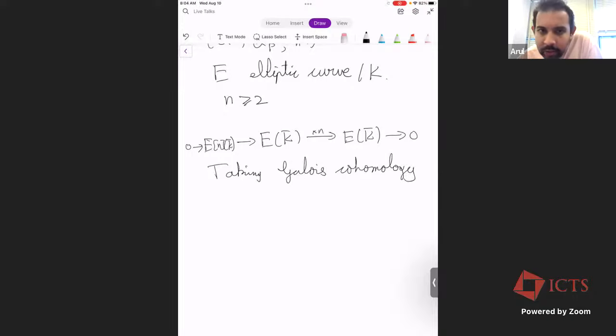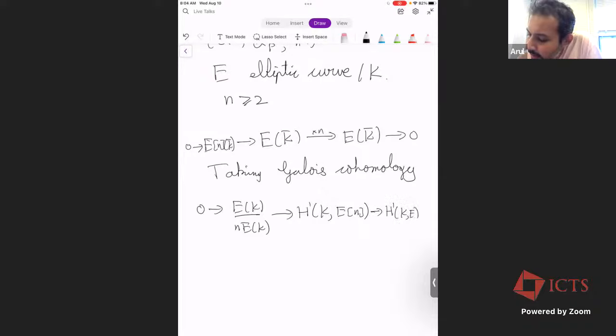And now if we take Galois cohomology, we get the exact sequence: 0 goes to E(K) mod nE(K) goes to H^1(K, E[n]), this is the connecting map, which then goes to H^1(K, E), and in fact it surjects onto the n-torsion of H^1(K, E).